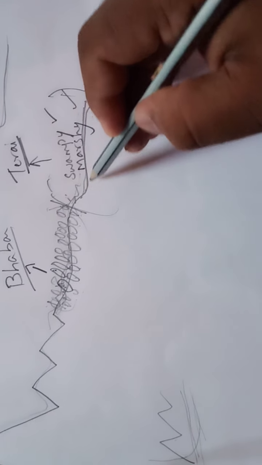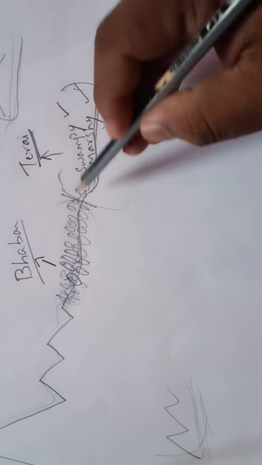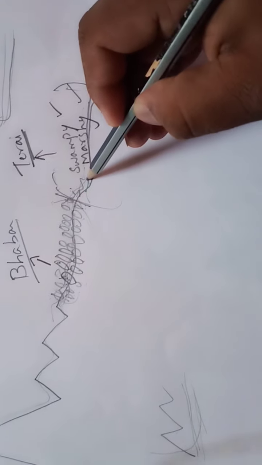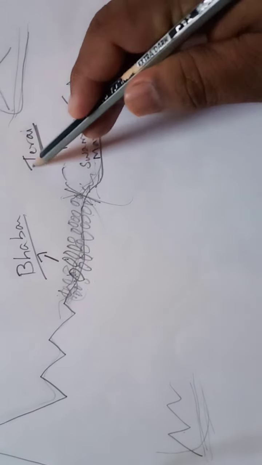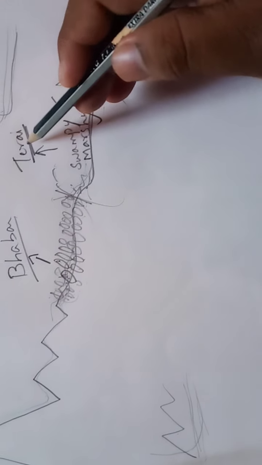All the soils and alluvial soils are deposited over here, and all the streams re-emerge over here. So this area is called the terai region. What is it called? Terai region.